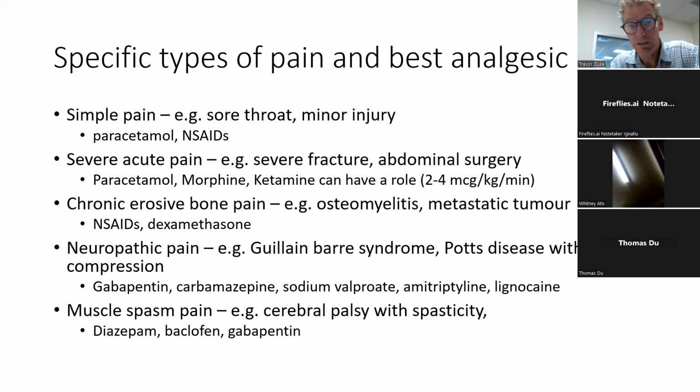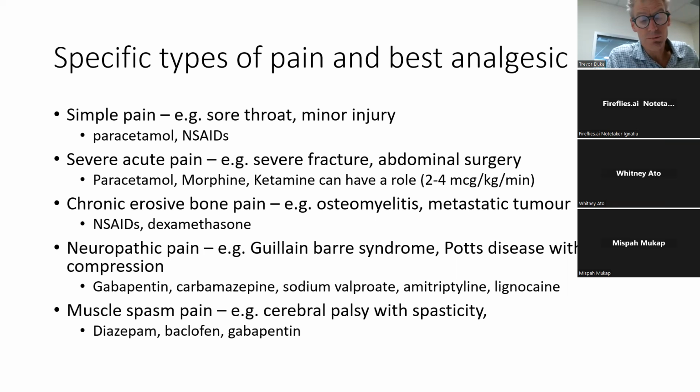For severe acute pain, such as a severe fracture, trauma, or abdominal surgery, you still use paracetamol, unless there's a contraindication. Using some morphine is a good idea for the first 48 hours. And ketamine also has a role. As I said, if you use it at low doses, then ketamine, morphine, and paracetamol together can make a patient pain-free, even in severe pain from, say, multi-trauma and fractures or abdominal surgery after appendectomy.